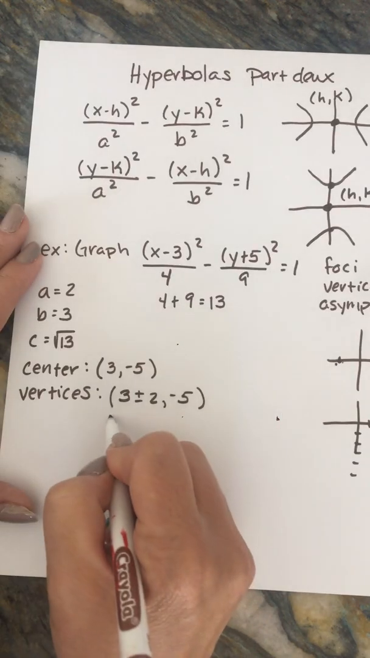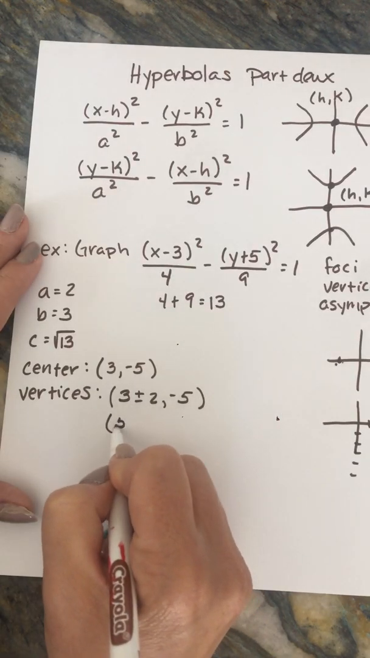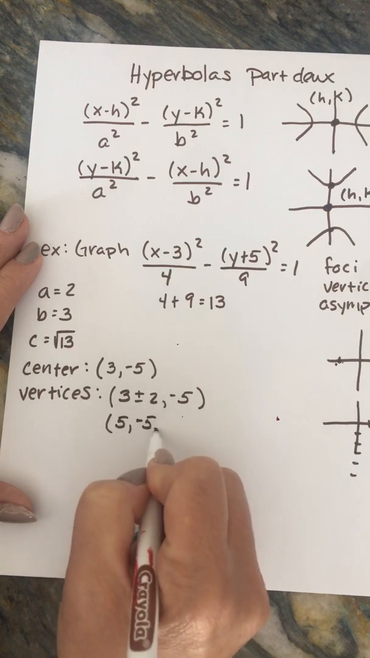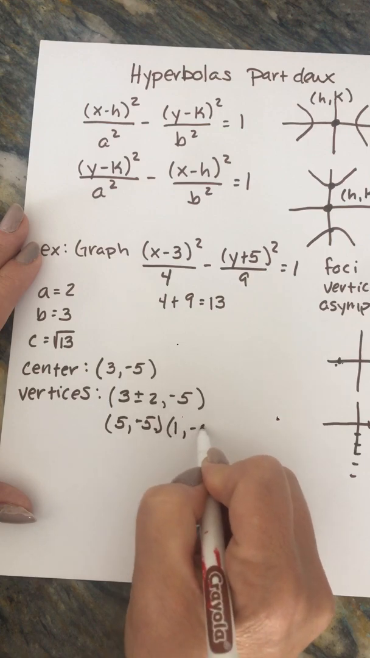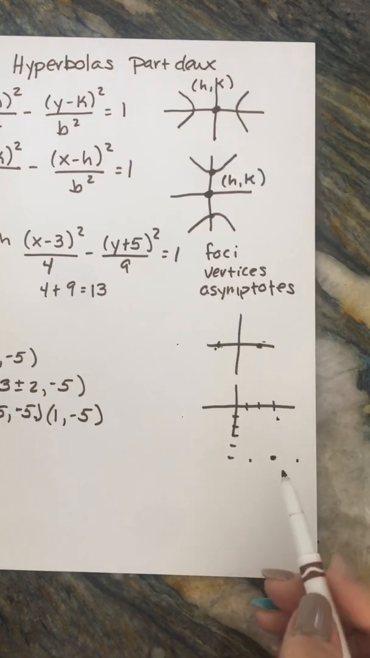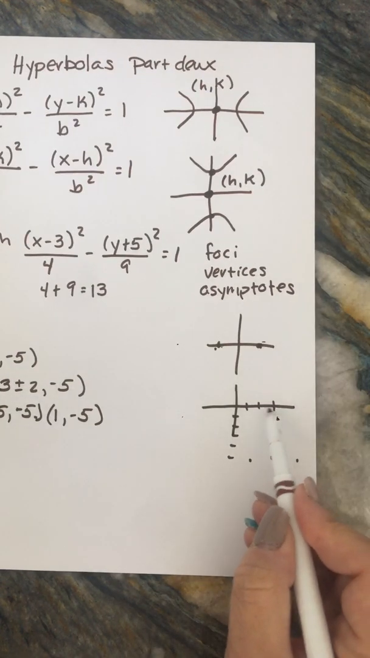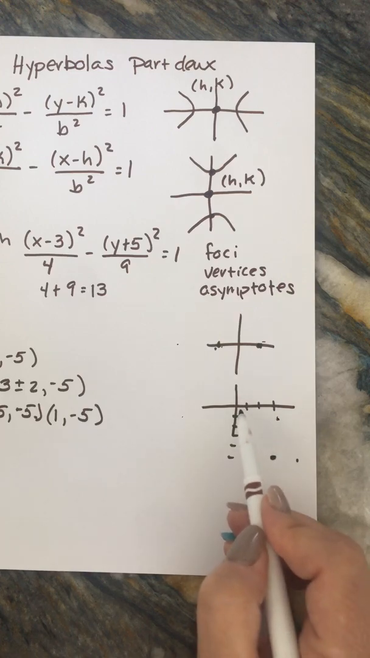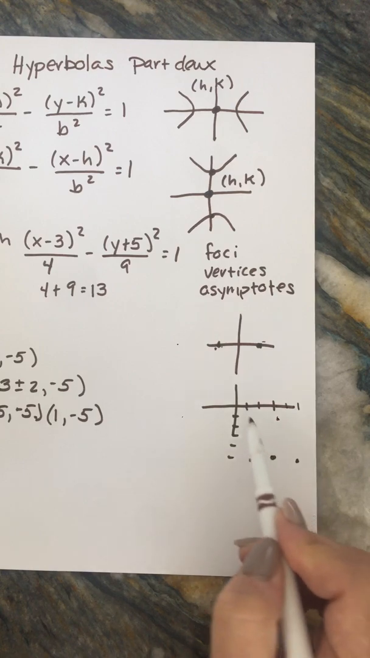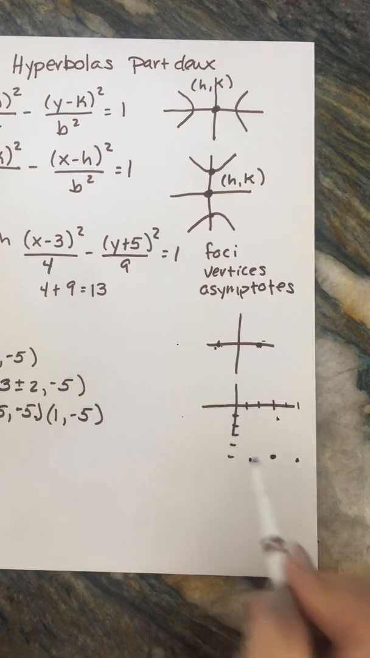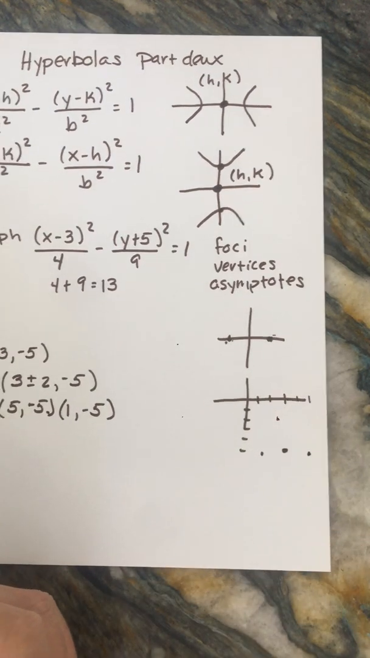So my vertices will be at 3 plus 2, so 5, negative 5, and 3 minus 2, so 1, negative 5. Let's see, does that make sense? I'm down here at 5, negative 5, and 1, negative 5. Yep, that makes sense for our vertices.